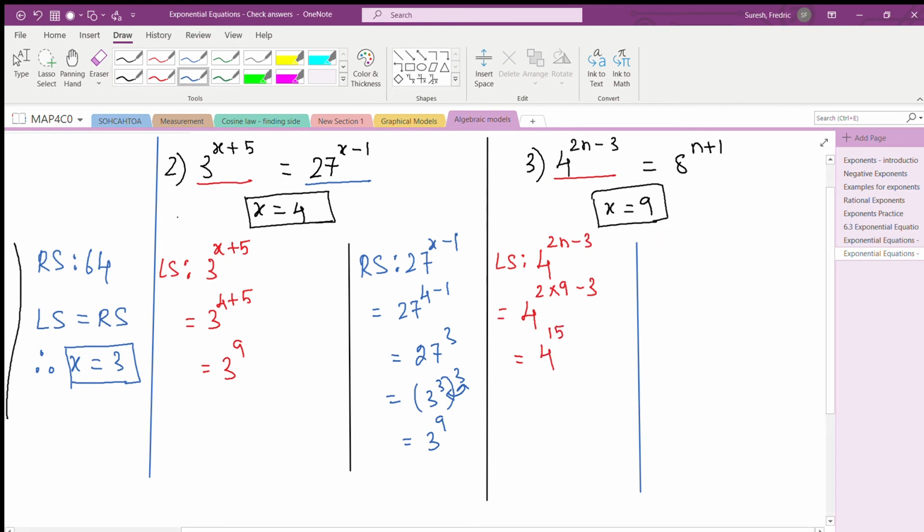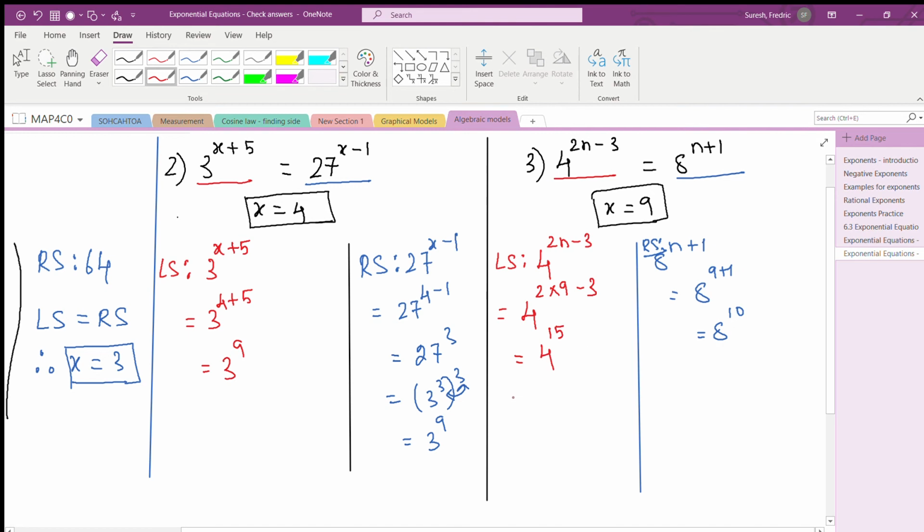And let's go to the right side. We have 8 to the power of n plus 1. That's the right side. And so that is equal to substituting the 9 there for the n, and that is equal to 8 to the power of 10. But we can't really compare 4 to the power of 15 with 8 to the power of 10, so we have to do a bit of work here.